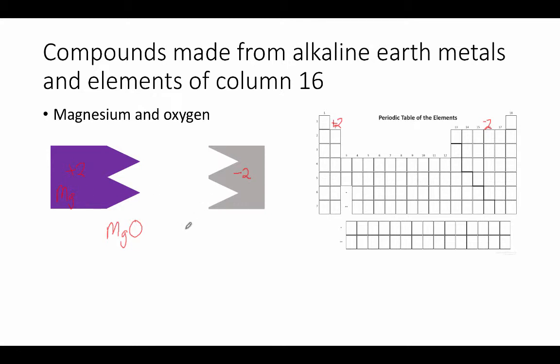So I want you to list 4 other compounds that are created from elements in group 2 combining with elements in group 16. So you're going to pick an element from group 2 and combine it with an element from group 16, and you're going to find 4 different combinations other than magnesium and oxygen.